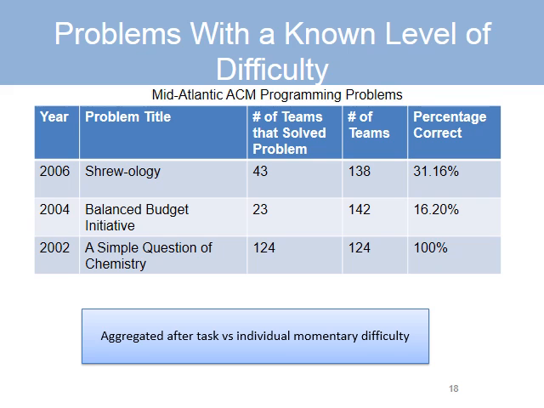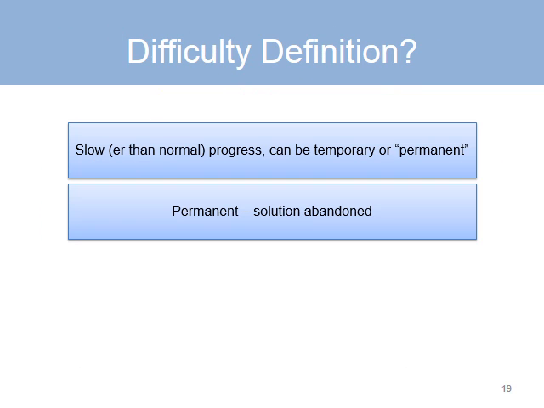Okay. So the question is, how did we actually figure out difficulty? And what is difficulty? So difficulty in our scenario means slower than normal progress. Okay. It might be a temporary difficulty where you think you're facing difficulty and then you overcome it, or it might be a more permanent difficulty where you switch to another problem. Nothing is really permanent. I mean, given enough time, a lot of problems can be solved.